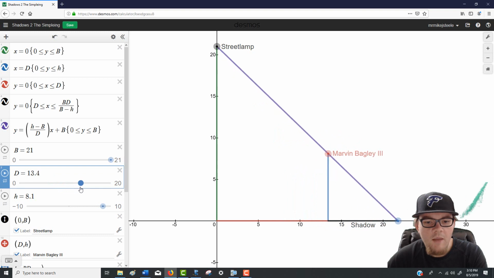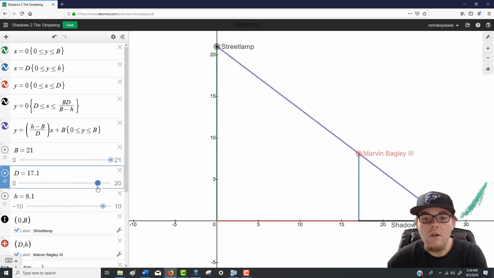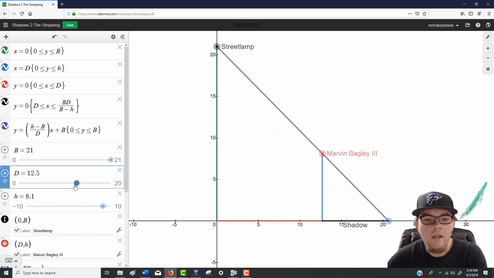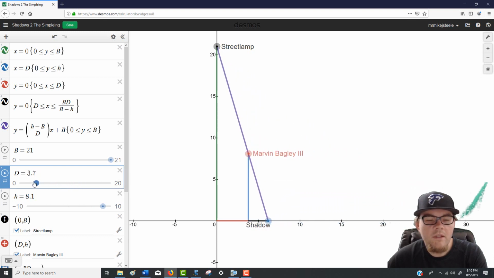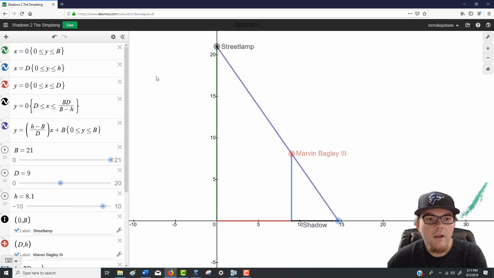And each time it does, of course, it doesn't change the structure of the problem. Structurally here, we can see what we have: right triangles. And in particular, these are what we'd call proportional or similar right triangles. The large triangle, formed between the street lamp, the edge of his shadow, and the base, is proportional to the one formed by Bagley and his shadow in that area.